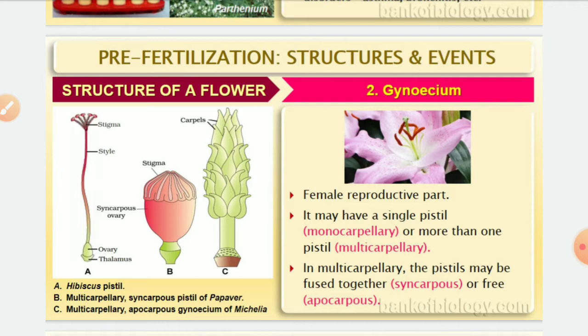Now in diagram B, it is multicarpellary syncarpous, the pistils of Papaver, which means all the pistils are joined together. In the third figure, it is Michelia, in which you can see that many carpels are present, but all are free. You can see in the diagram.